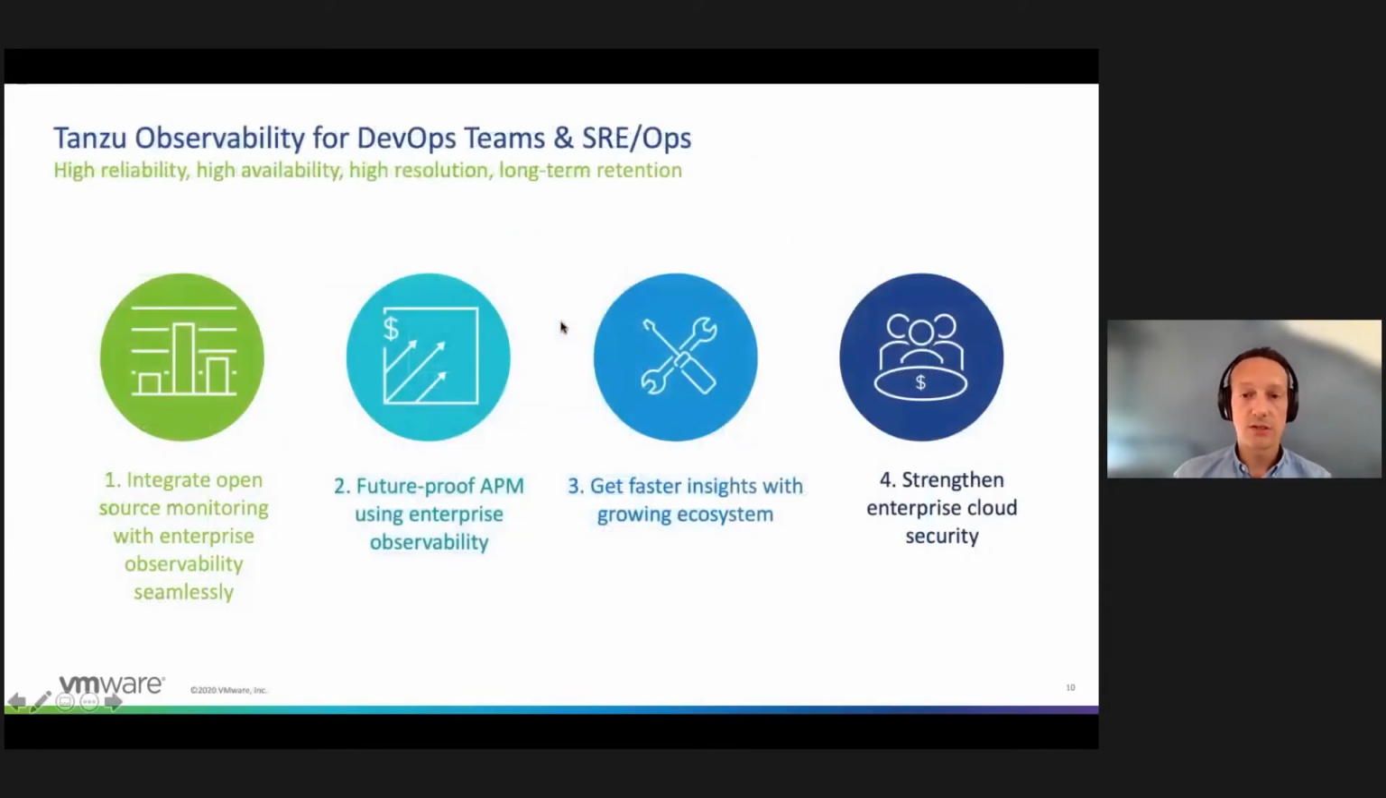Tanzu Observability is a SaaS solution that focuses on observability. These are some of the areas we're working on right now. We are building bridges between the open source capability that Uday went through with Prometheus and Grafana, to integrate them into Tanzu Observability.